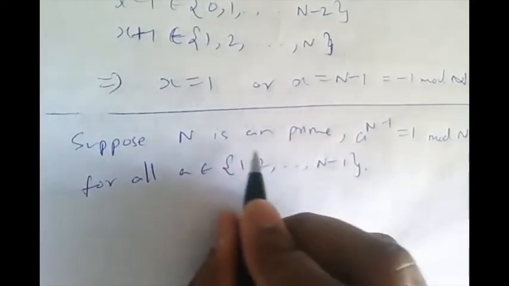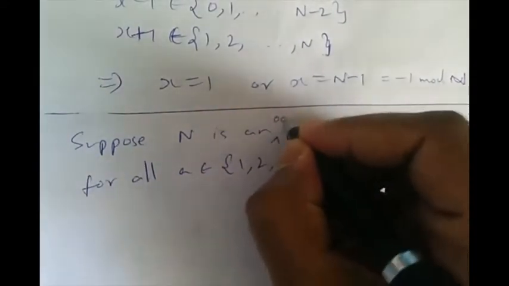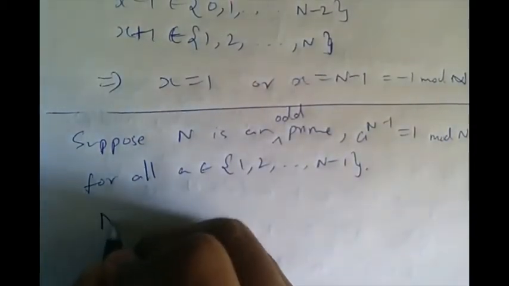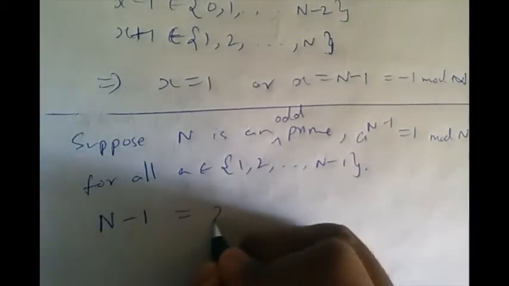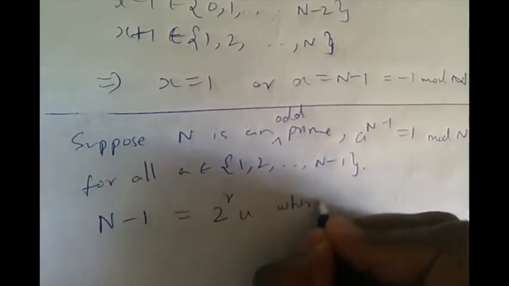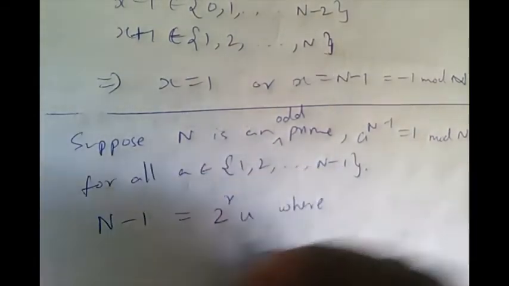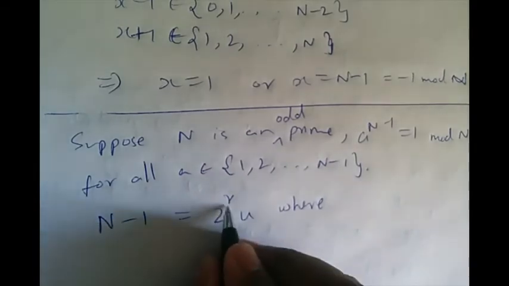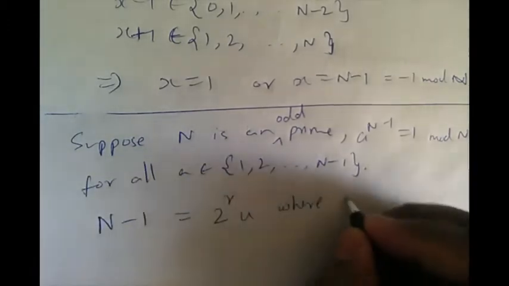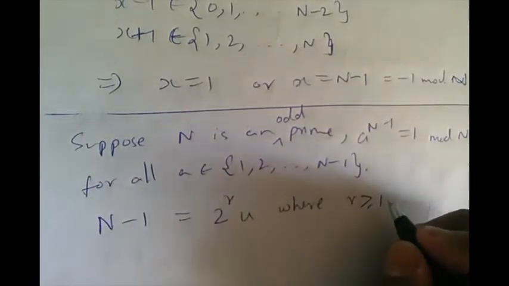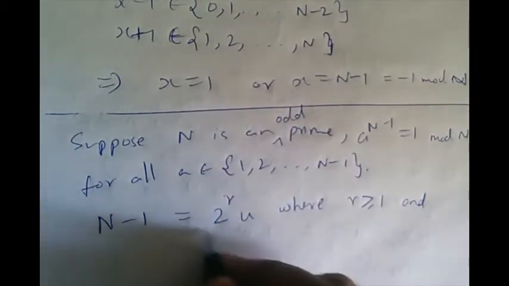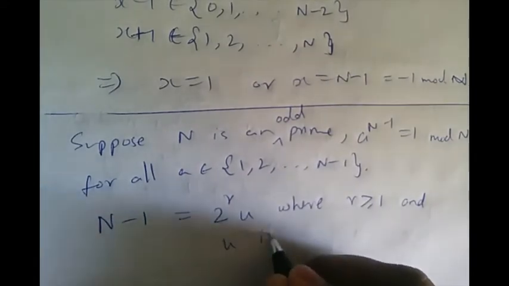Now let's look at n minus 1 here. If n is an odd prime, n minus 1 equals some power of 2, 2 to the r, times u, because n is odd means n minus 1 is even. So this power r is at least 1. It's an integer which is greater than or equal to 1. And if you accumulate all the powers of 2 in n minus 1 into this, you can make u an odd integer.